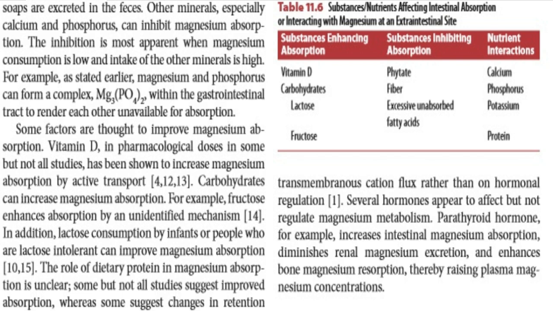Some factors are thought to improve magnesium absorption. The factors that enhance magnesium absorption are vitamin D and carbohydrates, especially lactose and fructose. The substances that inhibit absorption of magnesium are phytate, fiber content, and excessive unabsorbed fatty acids. Then there are some other minerals that interact with calcium and inhibit absorption of magnesium. These interacting nutrients are calcium ion, phosphorus, potassium and protein.